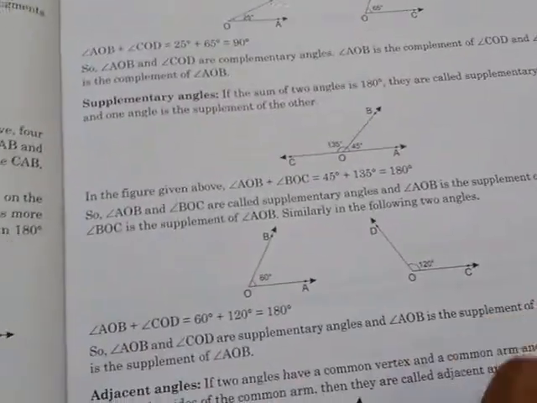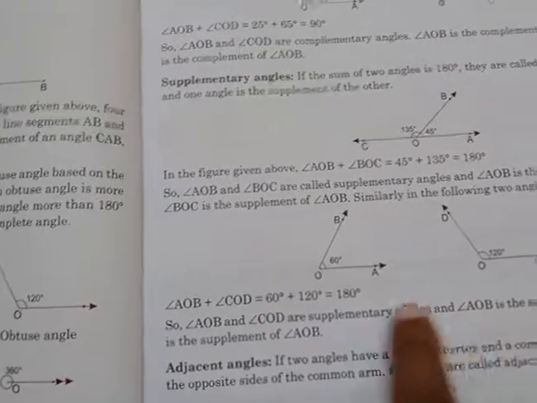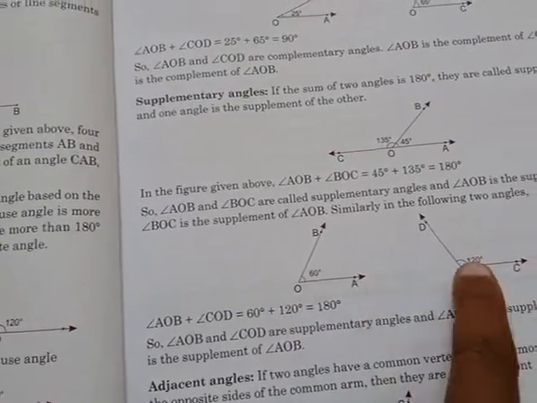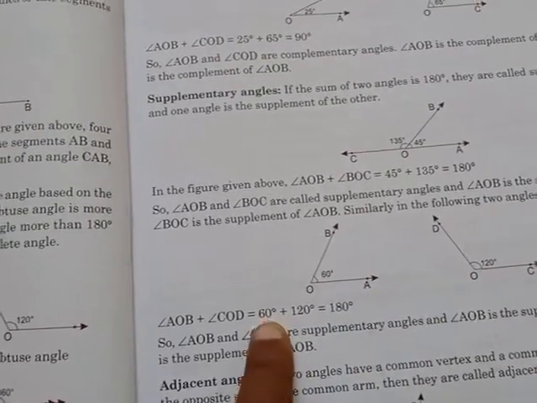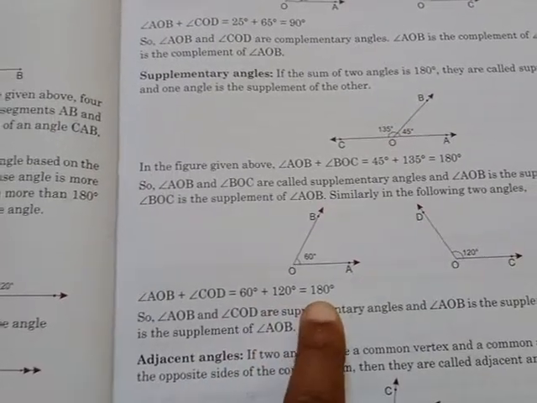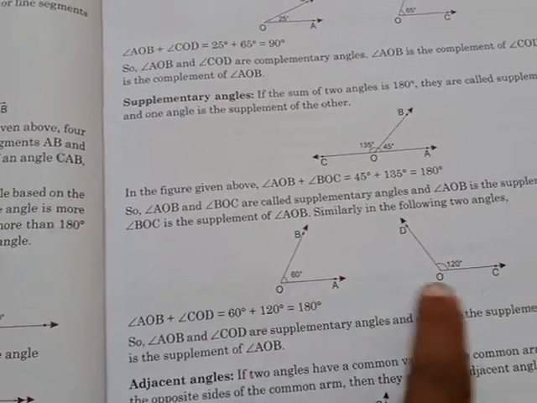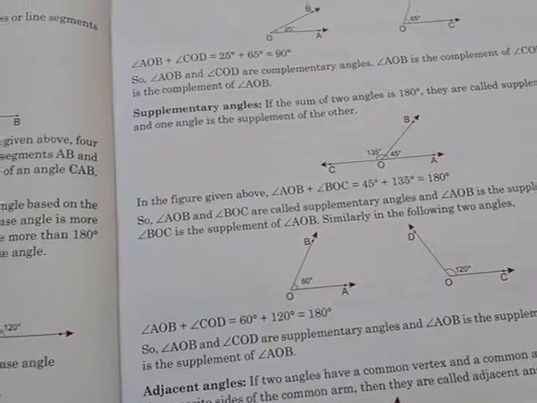Here is an example, 60 degrees and 120 degrees. The sum of 60 degrees and 120 degrees is 180 degrees. That means these two angles are supplements of each other.